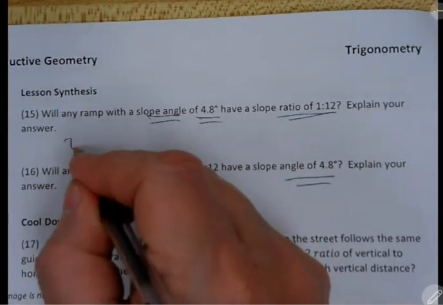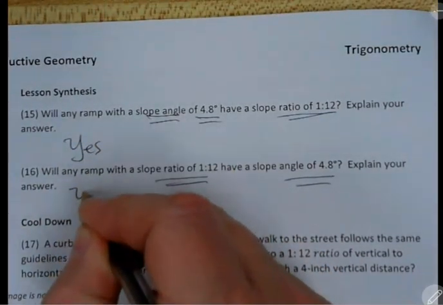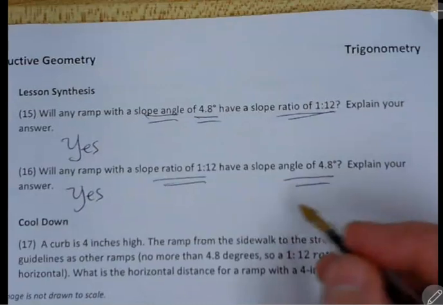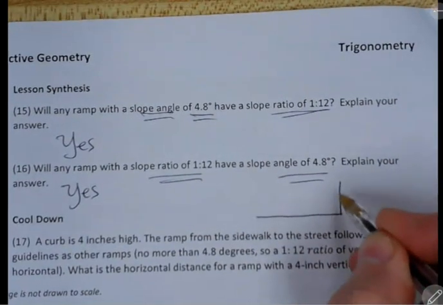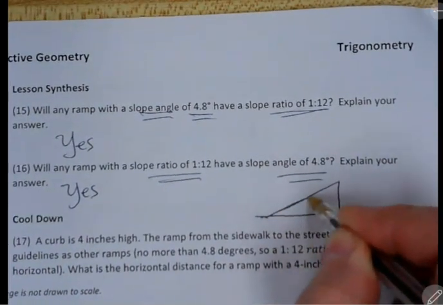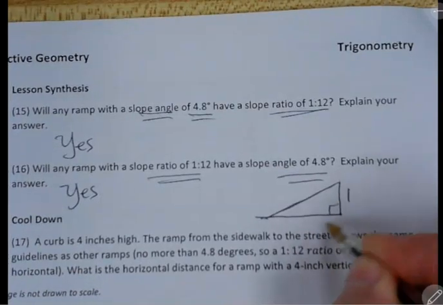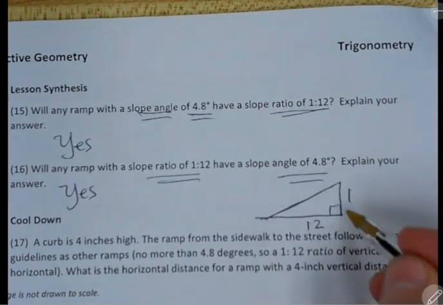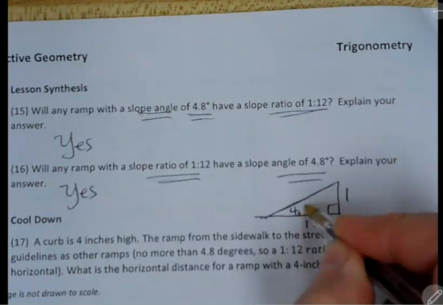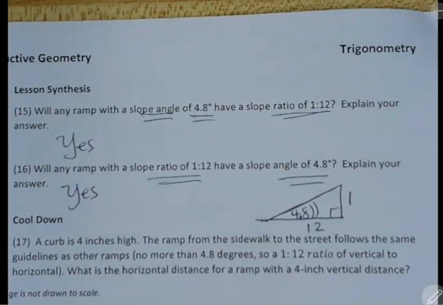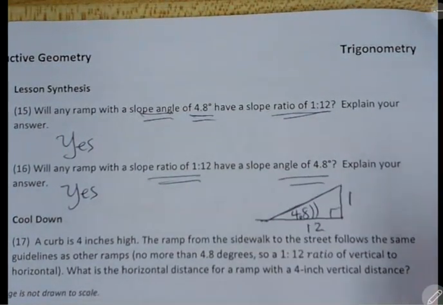So in both cases, the answer is yes, because that actually is the slope triangle that we've been using for the last couple of classes. The ratio is 1 to 12, and when the ratio is 1 to 12, this angle here, which is called the slope angle, is 4.8 degrees.